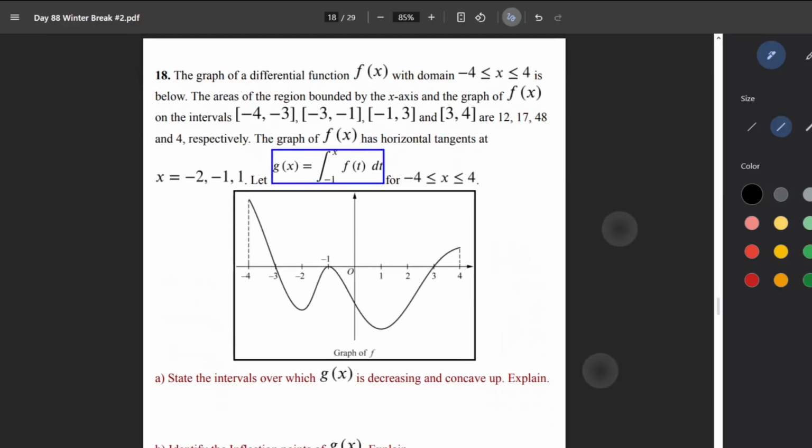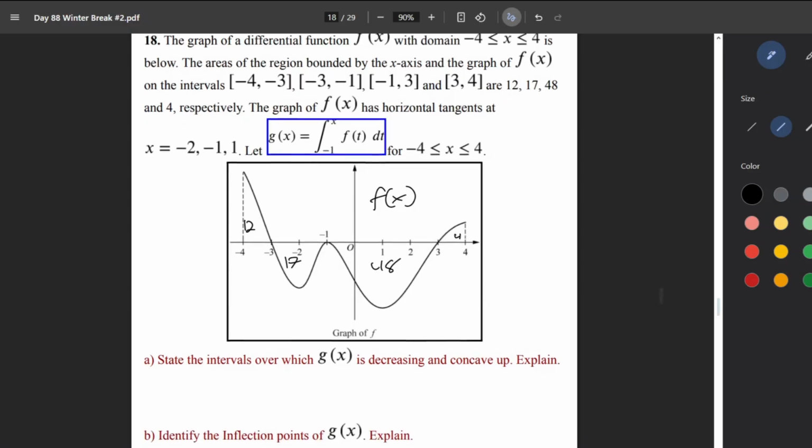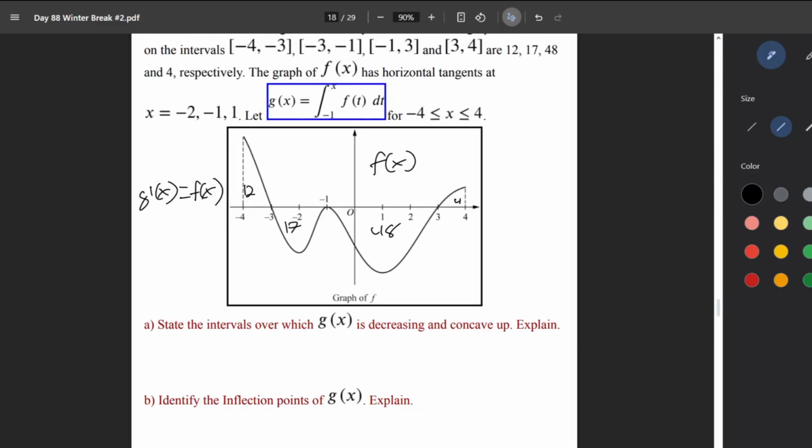Okay, so this is more applications of derivatives, basically the same thing. So again, let's label our graph f of x, even though it already has it in the bottom. Since we know from earlier that g dash of x equals f of x, we just find this. So let's write the explanation first.